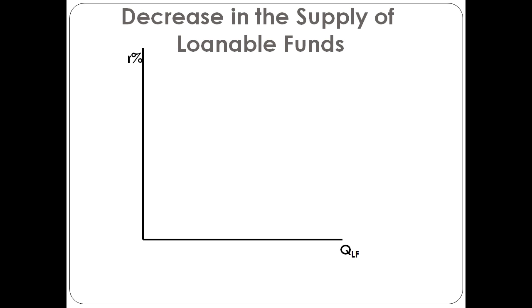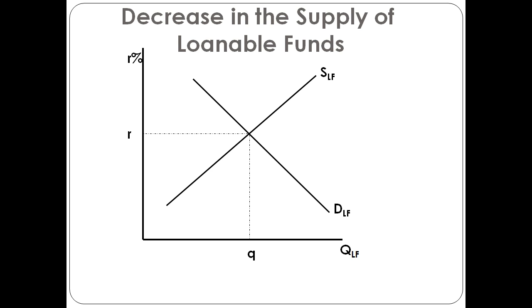Now let's go ahead and look at a decrease in the supply of loanable funds. So we're going to have real interest rate on our y-axis, quantity of loanable funds on our x-axis, downward sloping demand for loanable funds, upward sloping supply of loanable funds. We have an equilibrium real interest rate and quantity of loanable funds. A decrease in the supply of loanable funds is going to shift it to the left from SLF to SLF1.